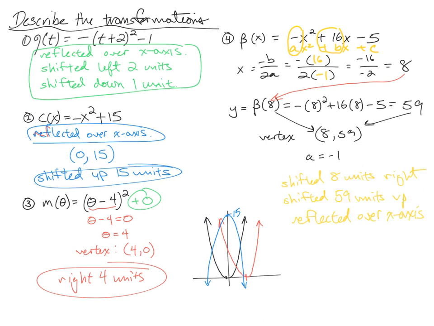And what's really cool is that you could have seen right from the very beginning that you were going to be reflected over the x-axis, because this a value matches up exactly with the a value that we would have written in vertex form.